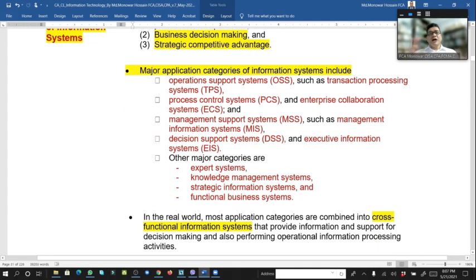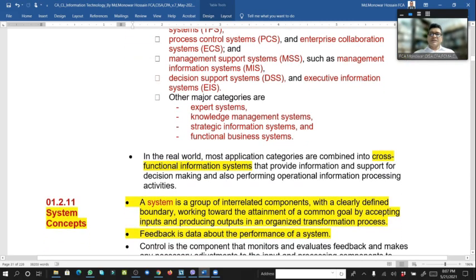we are using: operating support system, transaction processing system, process control system, enterprise collaboration system, management support system, management information system, decision support system, executive information system, expert system, knowledge management system, strategic information system, functional business system, and all systems combined with your main system. And sometimes it also works as a cross-functional information system.